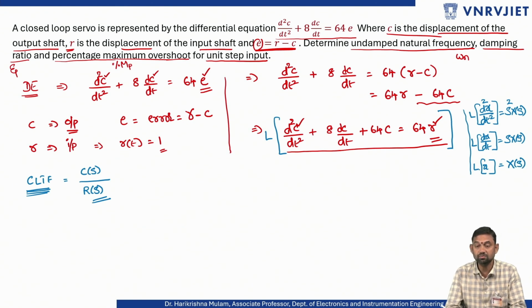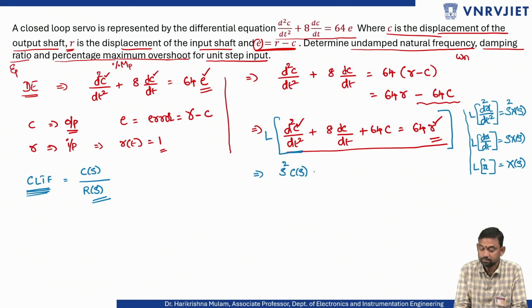These are the formulas that are required to get the Laplace transform of this differential equation. Therefore, the Laplace transform of d square c by dt square can be written as s square C of s, plus the Laplace transform of 8 dc by dt, which is 8 into s into C of s, plus 64 is the constant. The Laplace transform of c is C of s, equal to 64 into the Laplace transform of r of t, which is R of s.